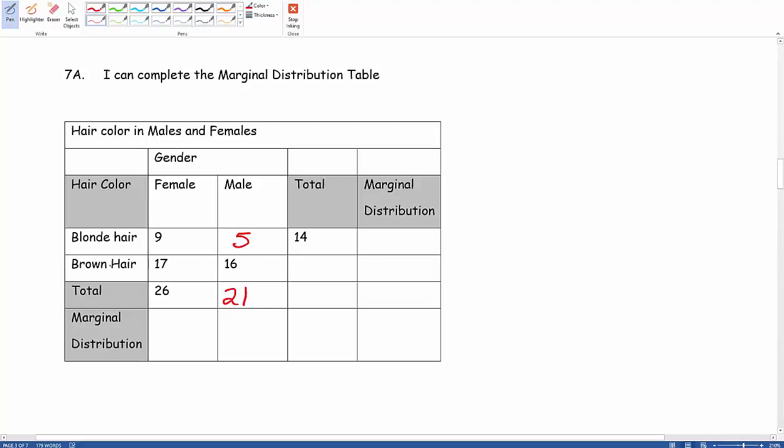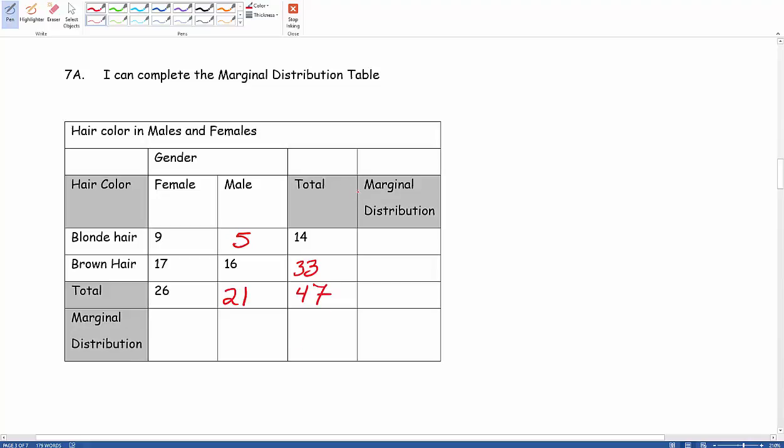Likewise, we can add the people that have brown hair. So there are 17 females that have brown hair, 16 males. And so we should end up with a total of 33 people that have brown hair. Now you can either go down or to the right to get the total people, brown hair or blonde hair, males and females, because this represents all the people in this particular study, and we would end up with a total of 47.